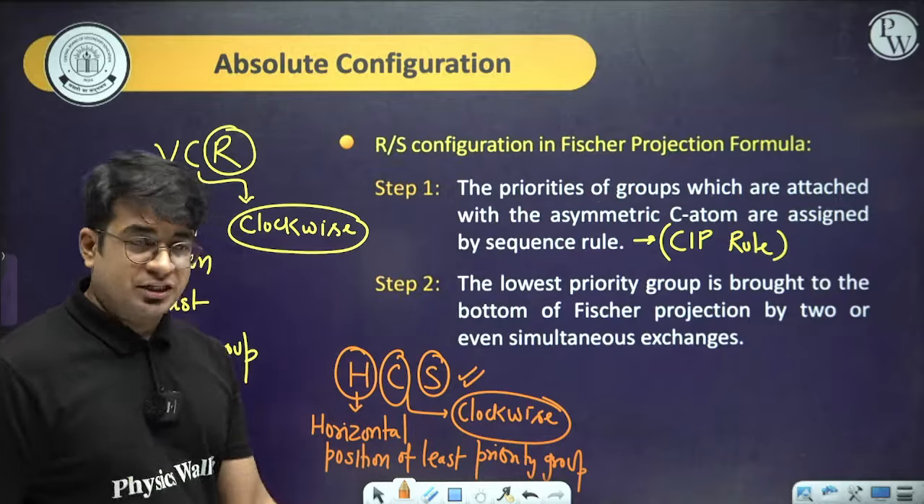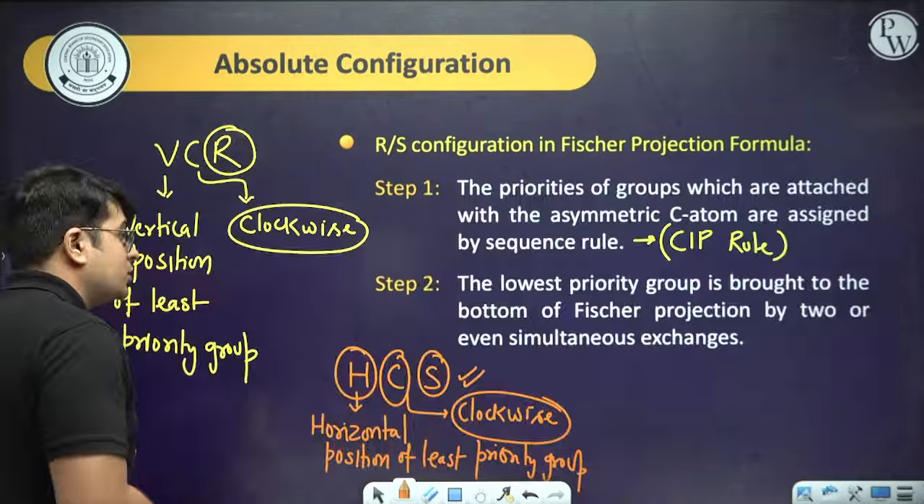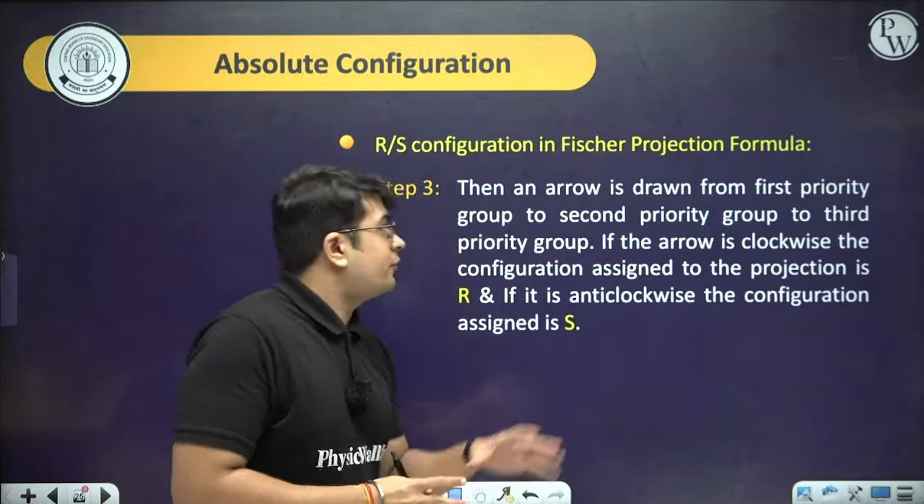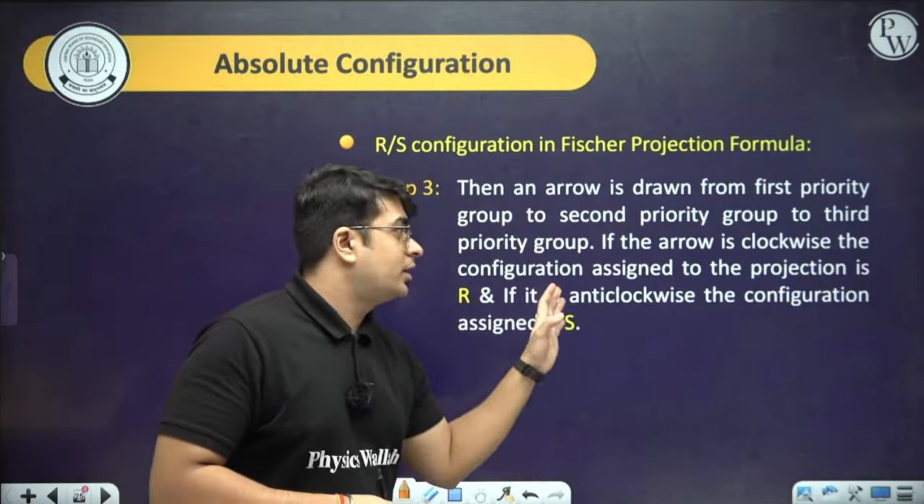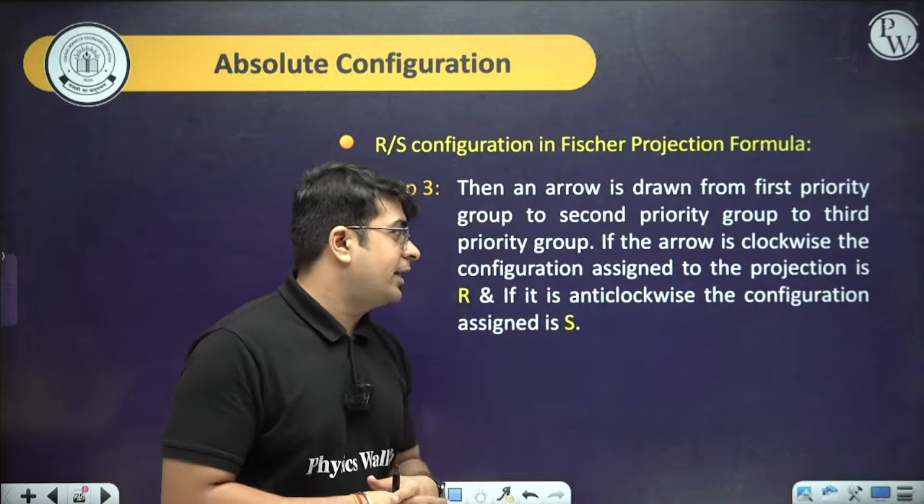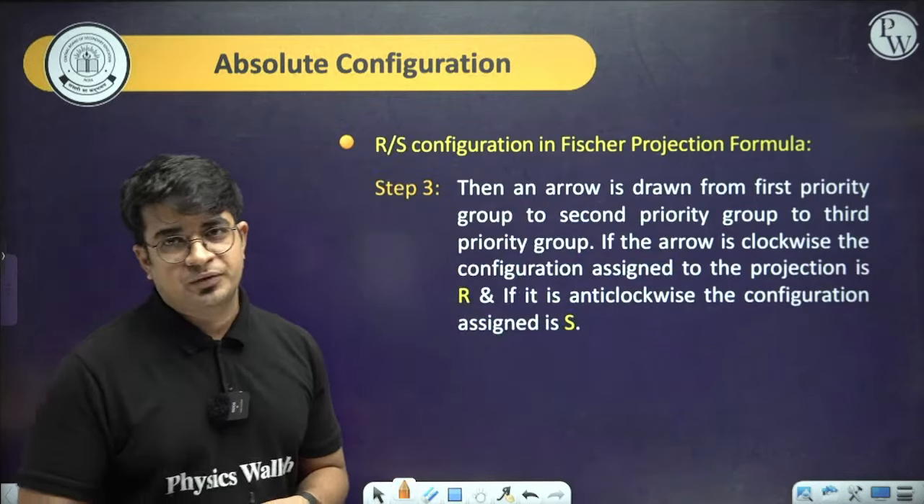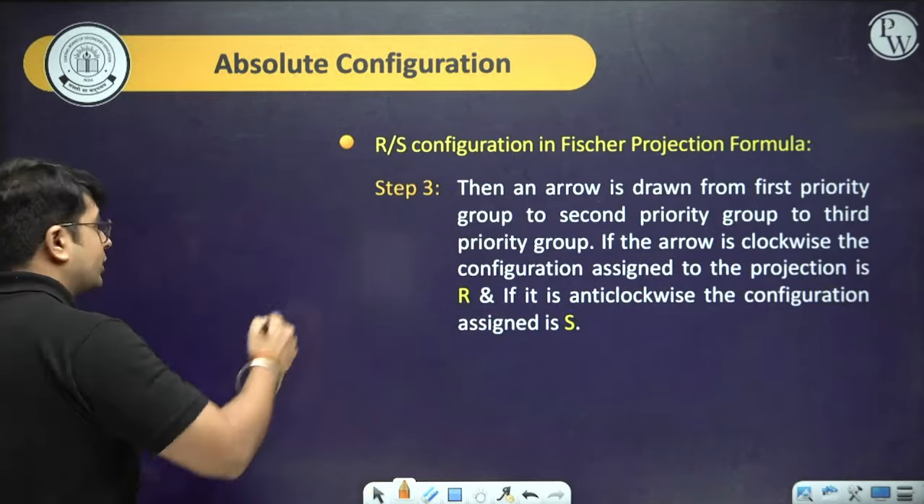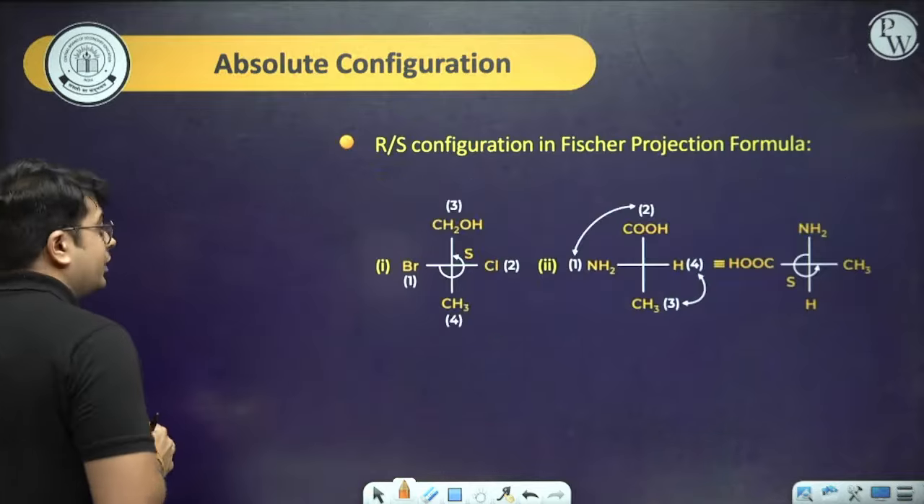But if you want to make changes, then you can use these rules. Then the arrow is drawn from the first priority group to the second and to the third. If the arrow is clockwise, then we have the R configuration. If it is anti-clockwise, then we have the S configuration. Let's try to figure out together what is going to happen in each and every case.